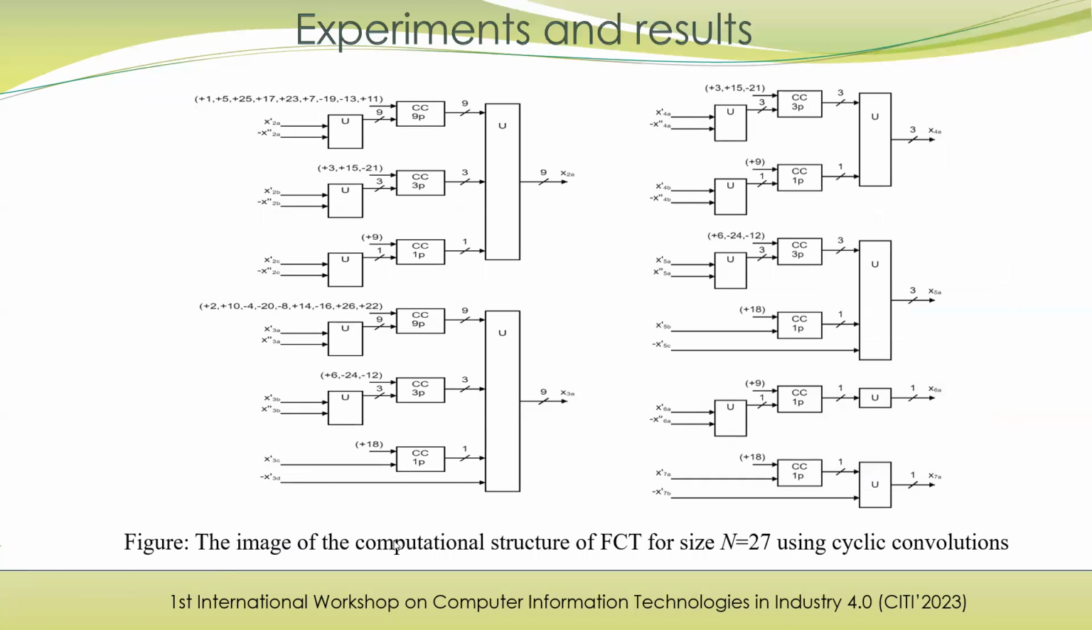The image of the computational structure of DCT for size 27 using cyclic convolution is presented. The unit of cyclic convolution 9.3. The unit of element-wise combined input data and combined results of cyclic convolution.